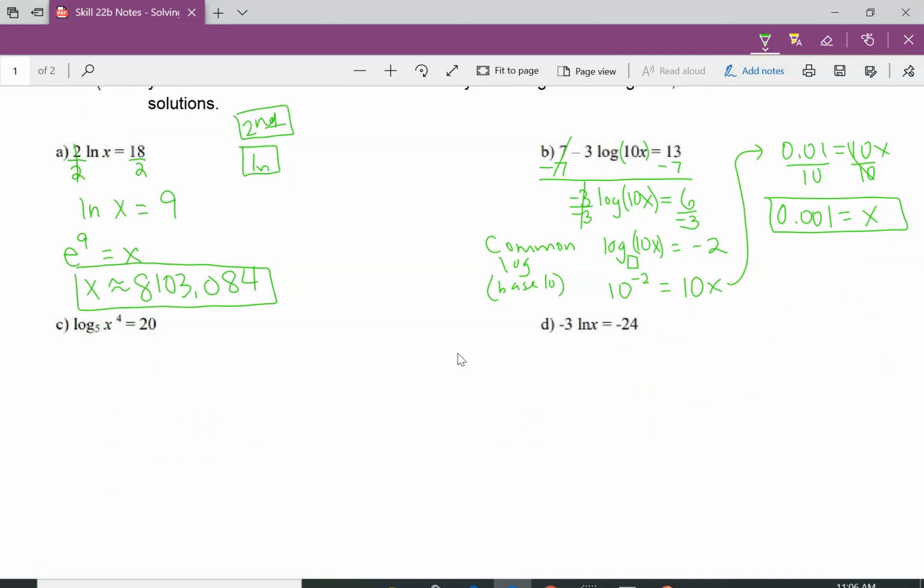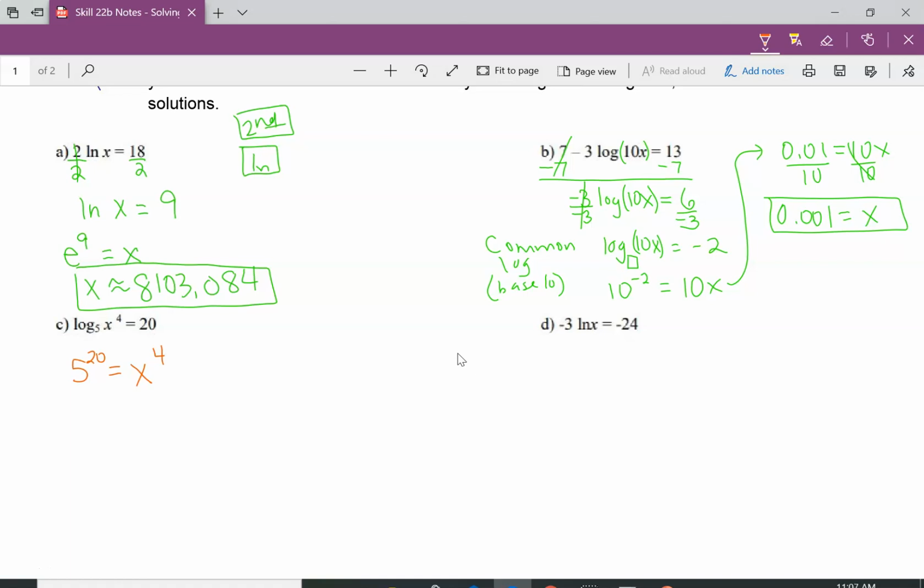Alright, for the next one, in order to isolate this log right here, what we're going to have to do is, well, we're going to convert this to an exponential because the log's already isolated. So I'm going to write this as 5 to the power of 20 equals x to the 4th. And I know you might be thinking, I don't know how to go about solving this, because 5 to the 20th, if you put that in on a calculator, you get a ridiculously large number.